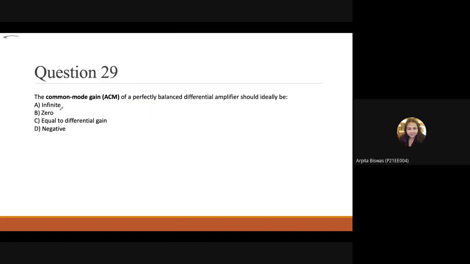Question number 29. The common mode gain ACM of a perfectly balanced differential amplifier should ideally be finite, zero, equal to differential gain, or negative. 0.